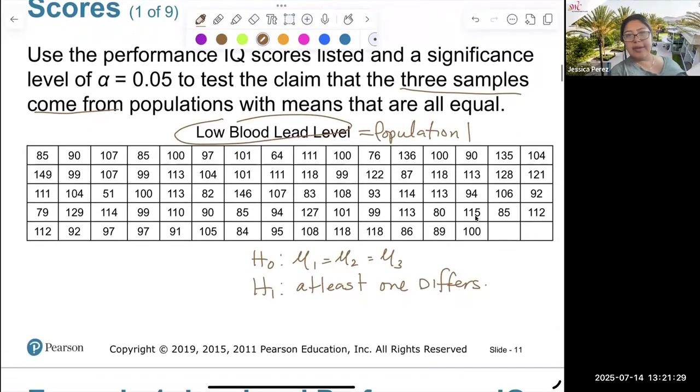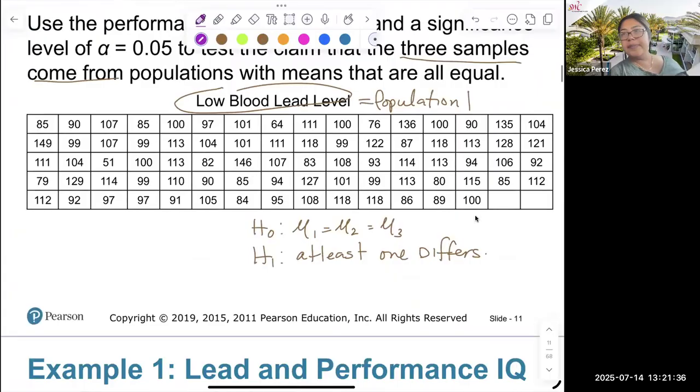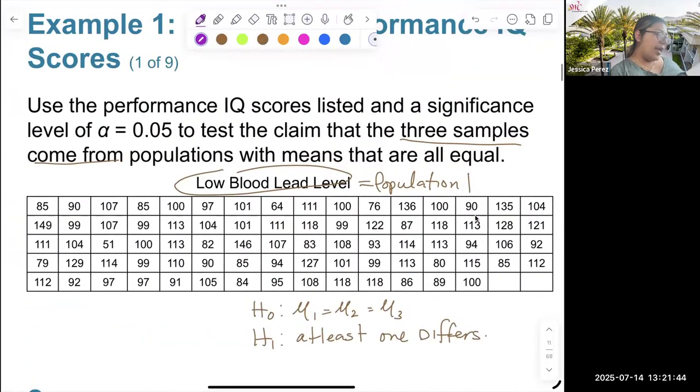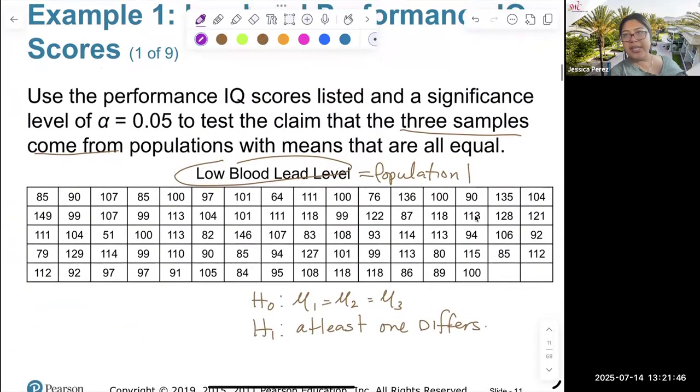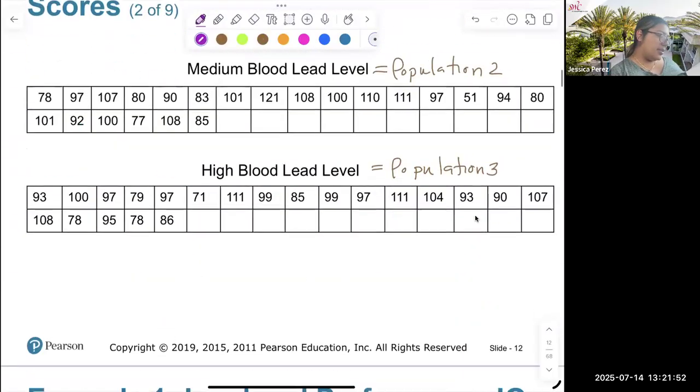So we need to see if we can use the ANOVA. The requirements are that the populations must be approximately normal. If we look at the data from each of them, they do show approximately normal. And they're simple random samples from quantitative data. So all of the requirements are satisfied.